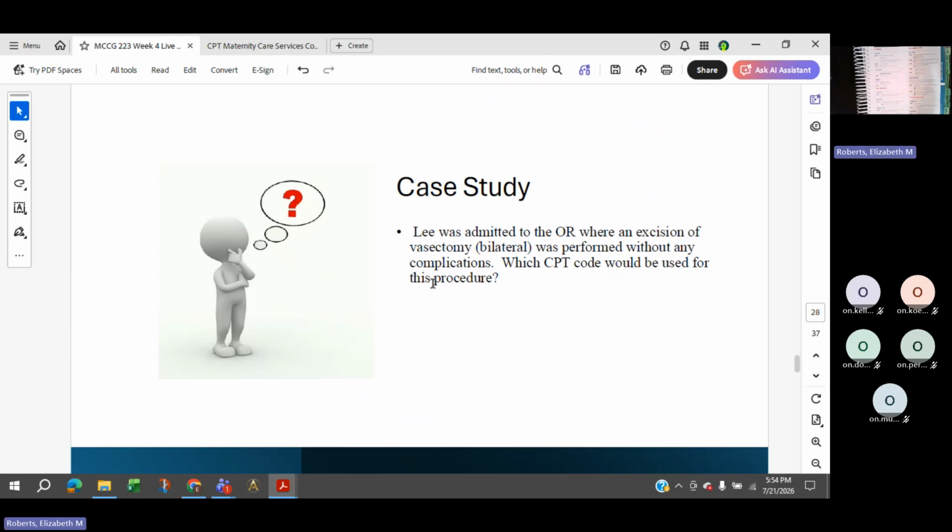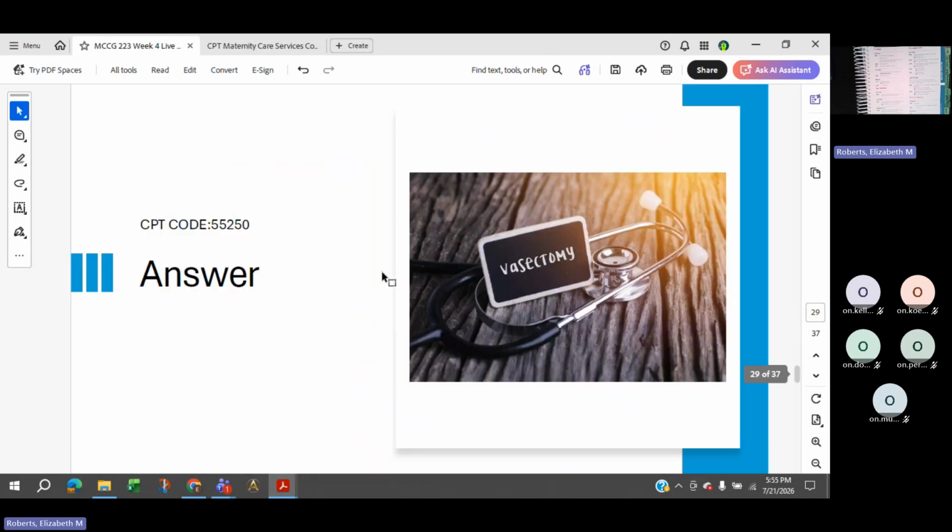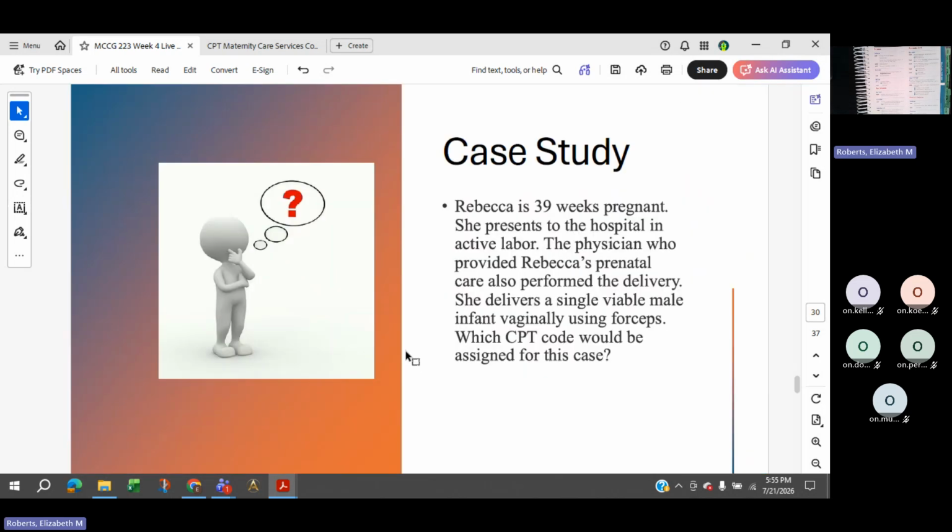So that's what I meant when I said that the male genital system subsection coding is very interesting, because it's just got a lot of these little different anatomical structures, not a lot of multiple types of procedures that can be performed on those different structures. So just make sure that when you get in there, you're correctly identifying the anatomical structure, I should say. All right, 55250.